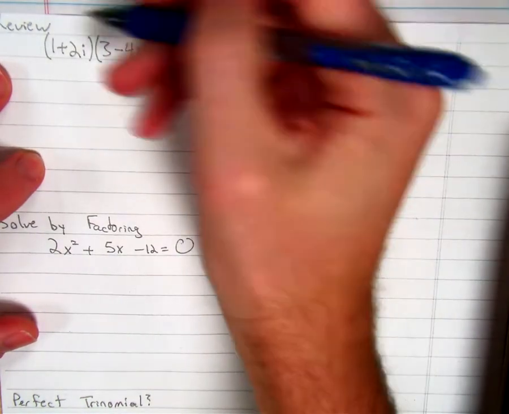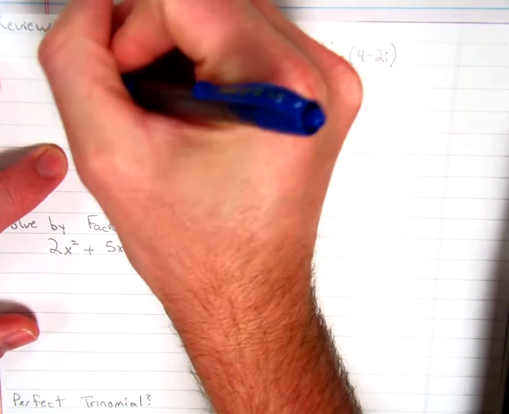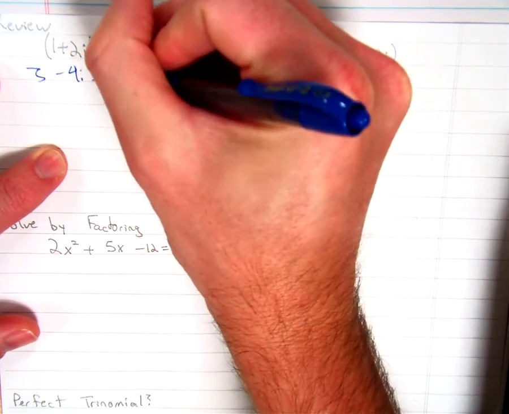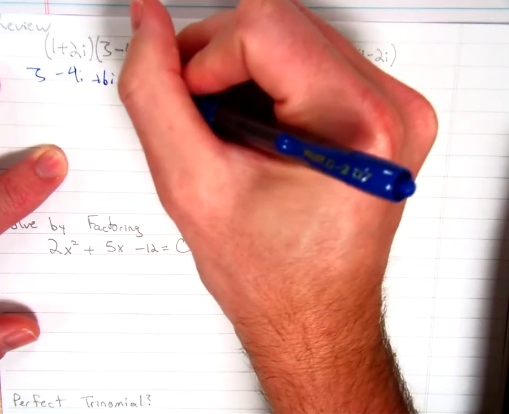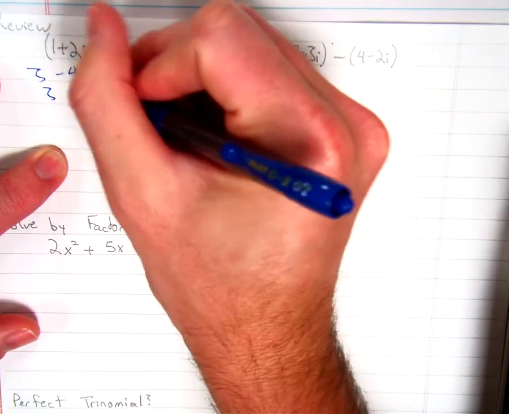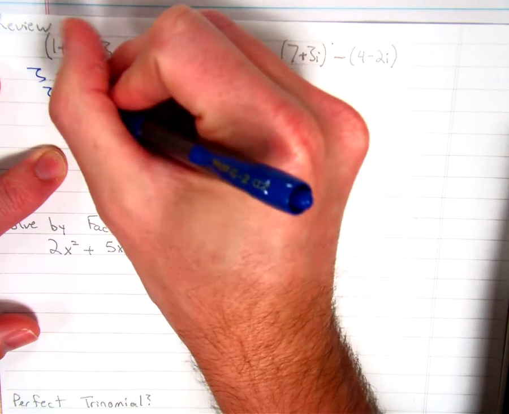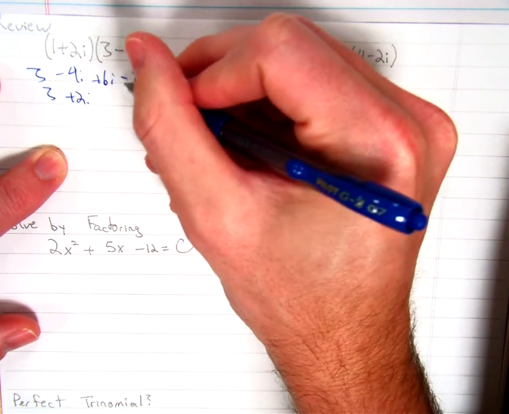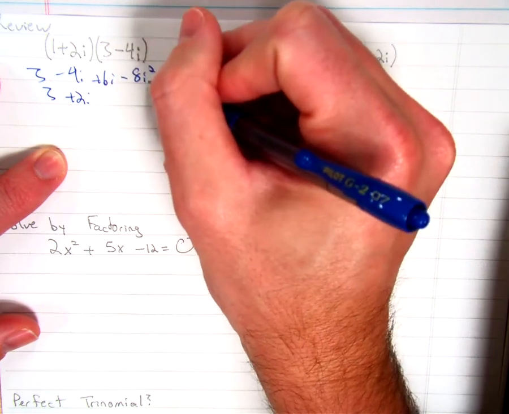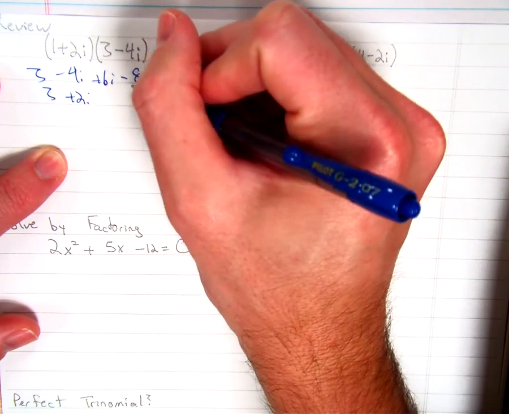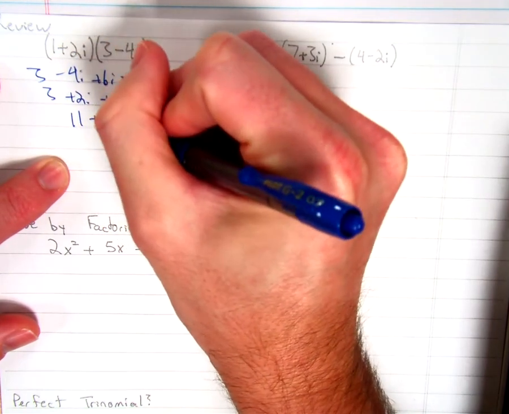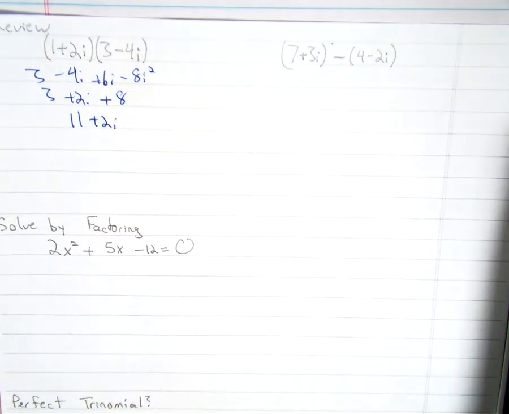So we have multiplication in our first one. So we'd FOIL those out. We're going to have 3 minus 4i plus 6i minus 8i squared. 3 minus 4 plus 6 is going to be a plus 2i. I squared is going to be a negative 8. I squared is a negative 1. With a negative 8 makes it back to a positive 8. And we'll have 11 plus 2i.